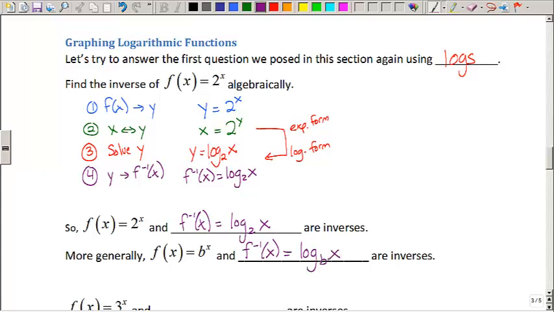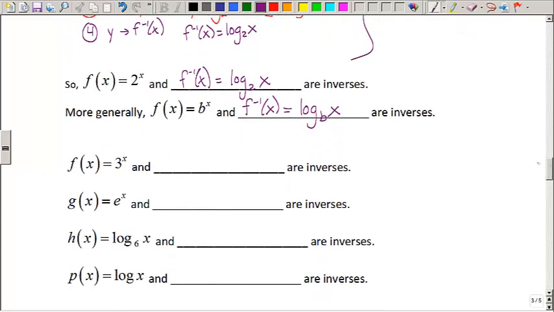We've been talking about the opposite of exponential is log and the opposite of log is exponential, but now we have shown you algebraically that they are inverses. So let's practice finding the inverses very quickly. If I give you f of x equals 3 to the x, I want you to know that f's inverse is log base 3 of x. These are inverses. What if I give you g of x equals e to the x? Well, then the inverse, g inverse, is log base e of x.